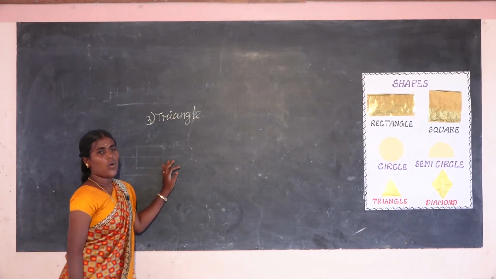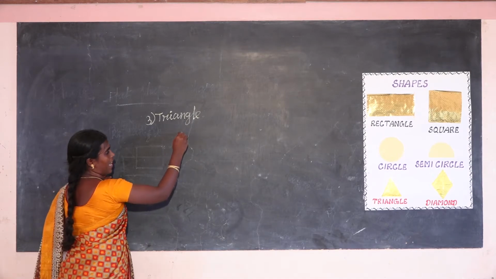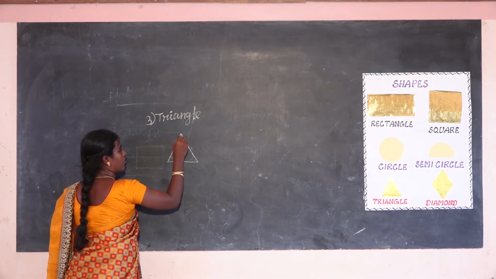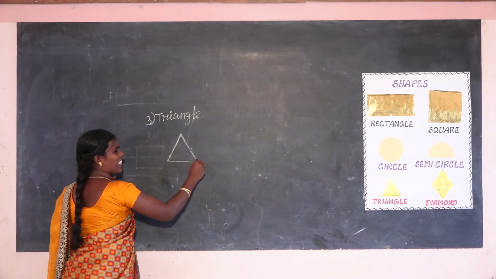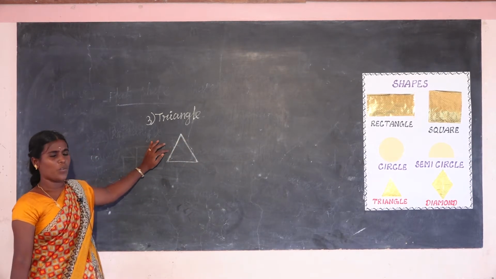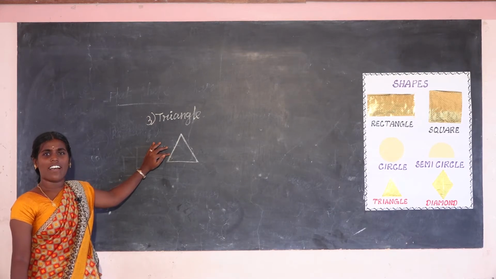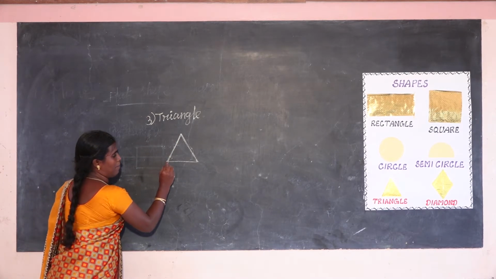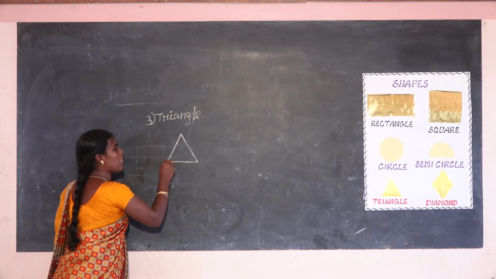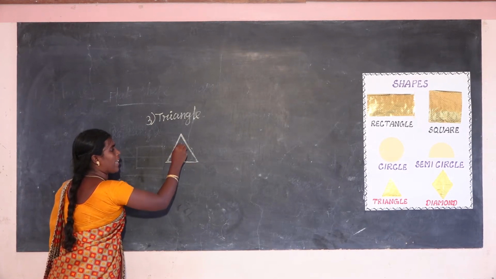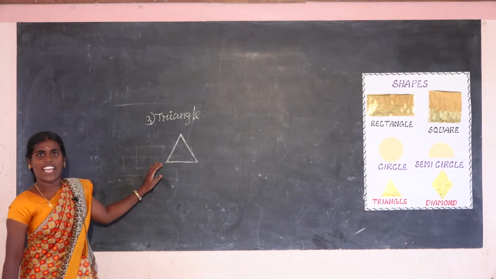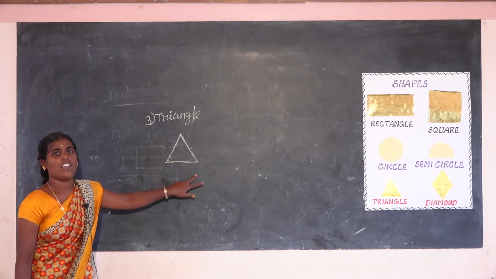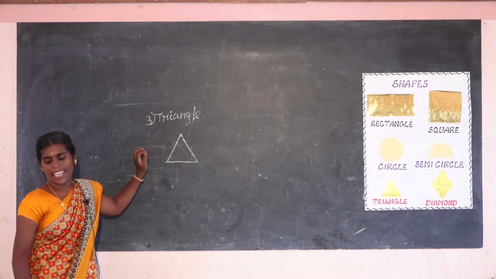Yes, now everyone draw the triangle. Here also, you are learning only straight lines. Here, see, one sleeping line is there, then two slanting lines are there. They make a triangle. Okay, a triangle has two slanting lines and one sleeping line. Both lines make a triangle.